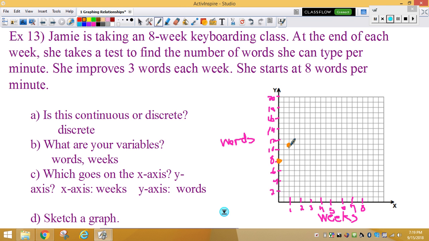And then 3 more. It's going to be at 14, 17, 20. Oh, I'm going to have to go off my graph. And then you would keep graphing. 23, 26, 29, 32. Okay. And last part, you should say, do I want to connect the dots or not? Well, it is discrete, which means you do not connect the dots.